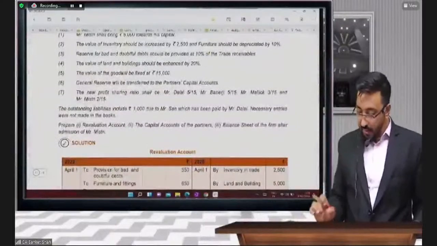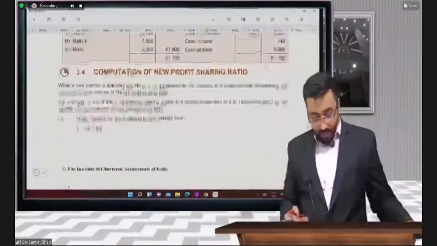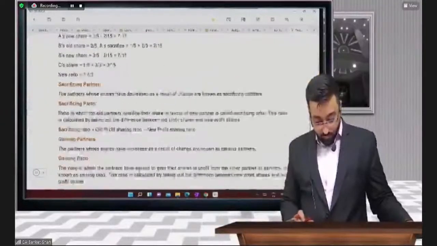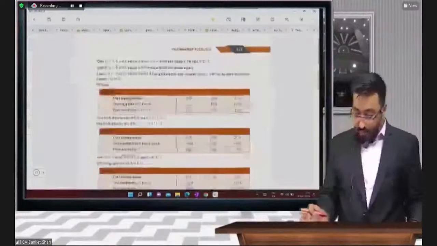Dalal Banerjee Malik's problem is very easy. I will take only difficult sums now.